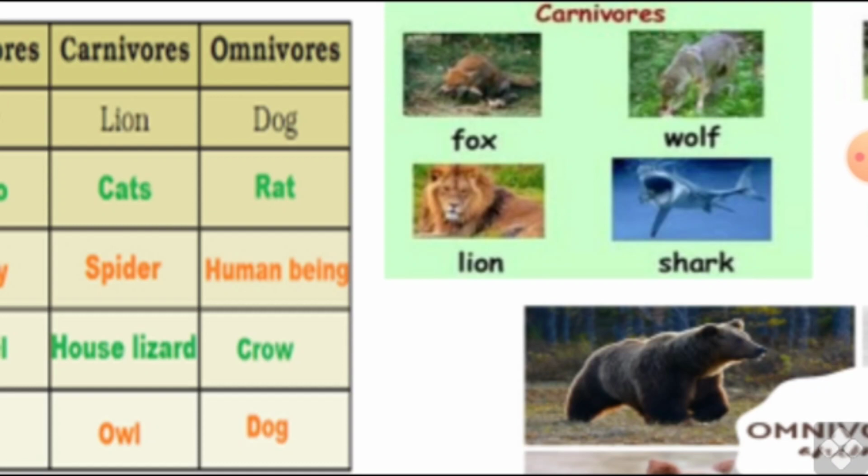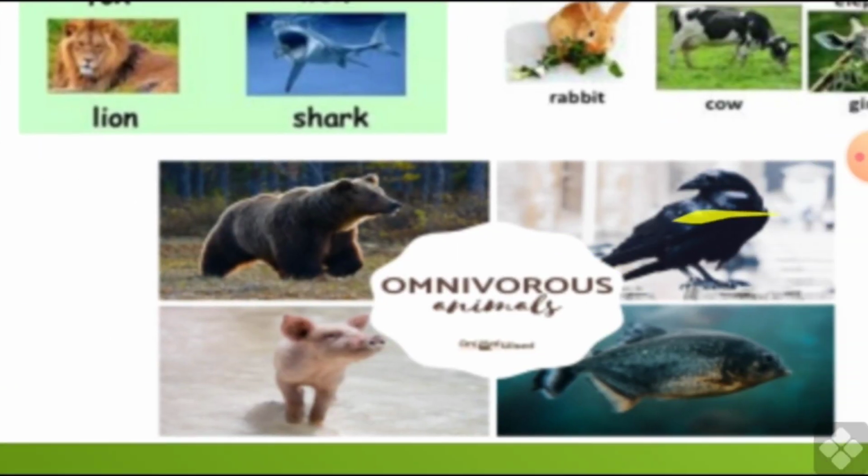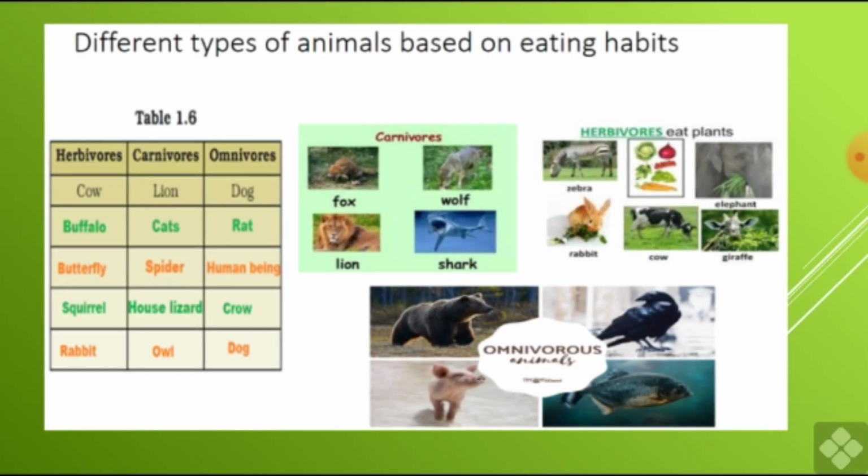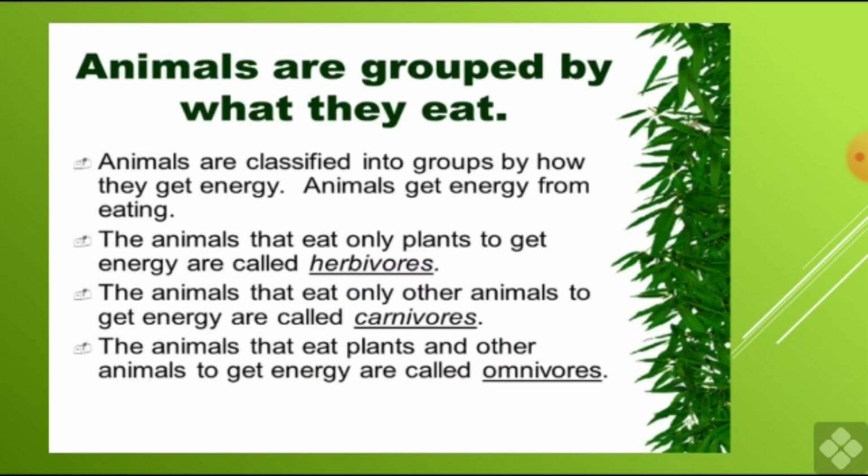In the picture you can see the fox, the wolf, the lion, the shark. The omnivores such as the dog, rat, human being, crow. In the picture you can see the bear, crow, the fish and the pig. So based on the different types of eating habits, animals are categorized. Animals are classified into groups by how they get energy. Animals get energy from eating.